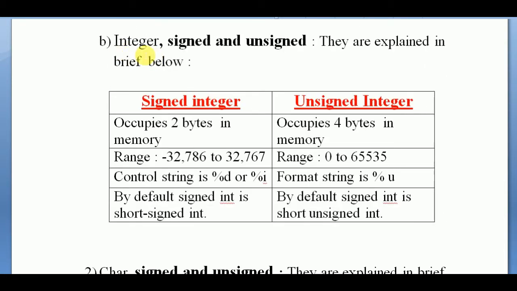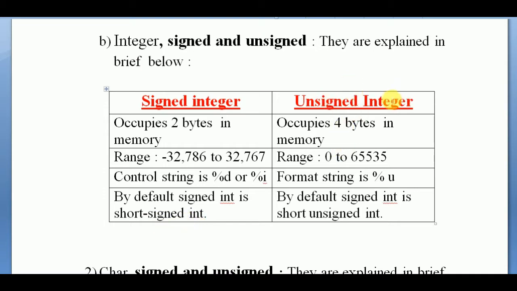Now let us move on to integer that is signed and unsigned. Now let us look at the comparison between signed integer and unsigned integer. So the signed integer occupies 2 bytes in memory. Next is the range of signed integer. So the range of signed integer is minus 32,768 to plus 32,767. Next comes the control string for signed integer. So the control string for signed integer is %d or %i. Now look at this point. By default, signed integer is declared as short signed int.